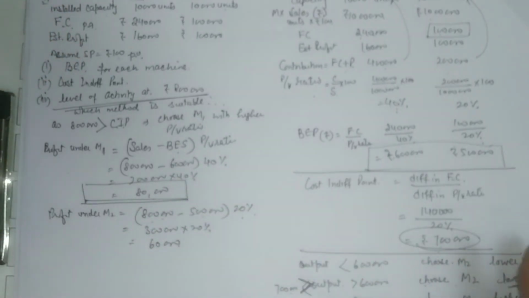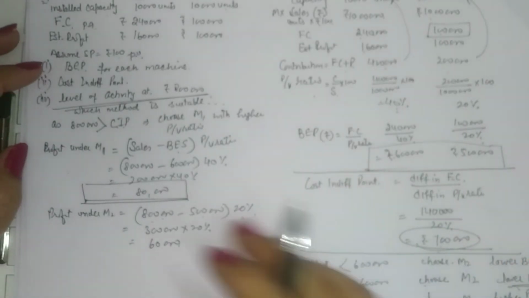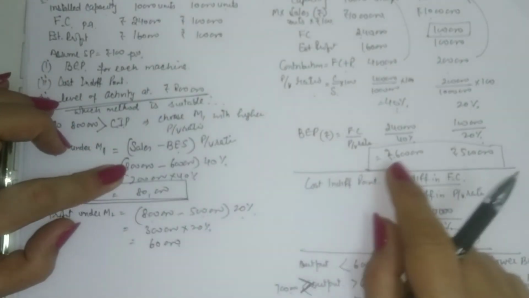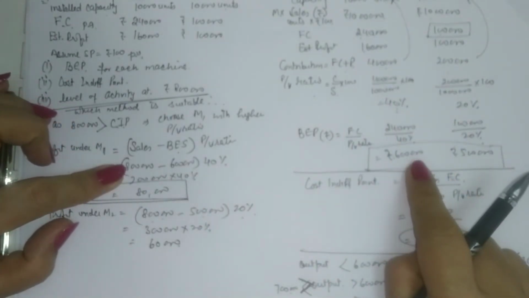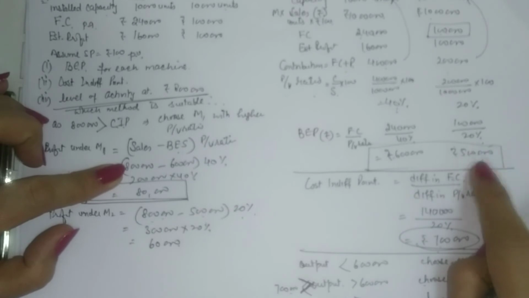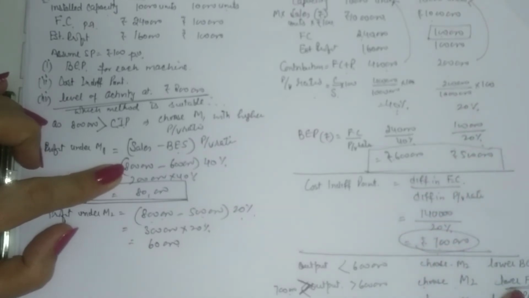Likewise, you can verify these decisions by taking an activity level which is below 7 lakh. So you can say we are taking 6 lakh rupees of activity level. At 6 lakh, this machine is not going to give you any profit. But this machine is going to give you 6 lakh minus 5 lakh, that is 1 lakh, into 20%, that is 20,000 rupees of profit.